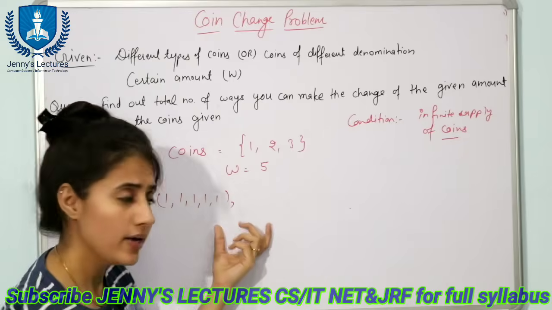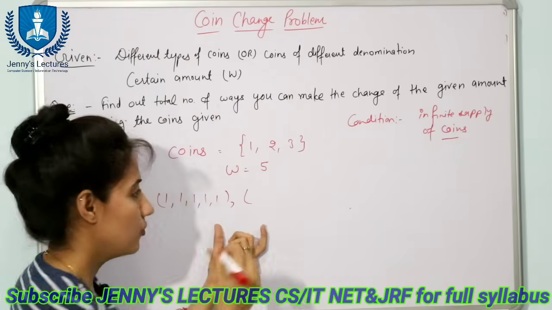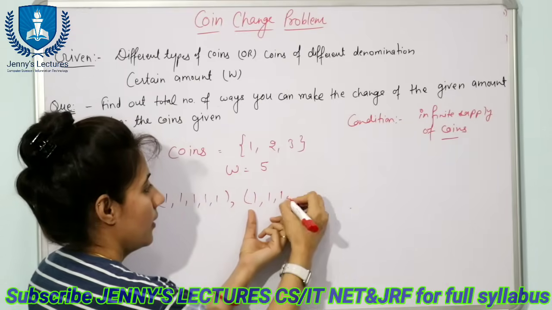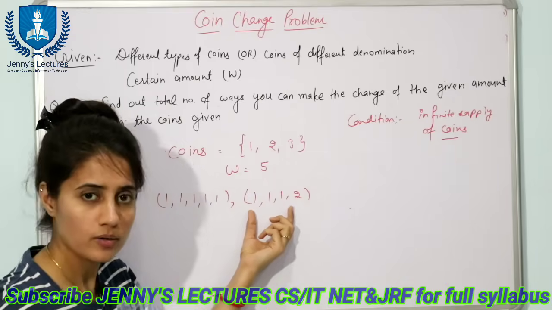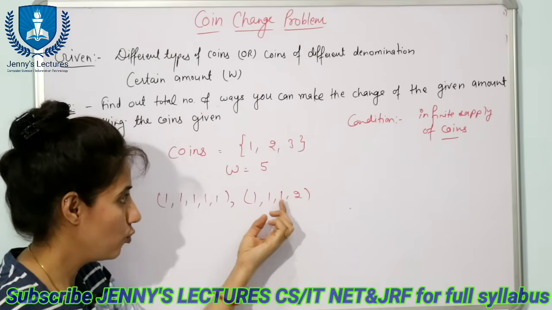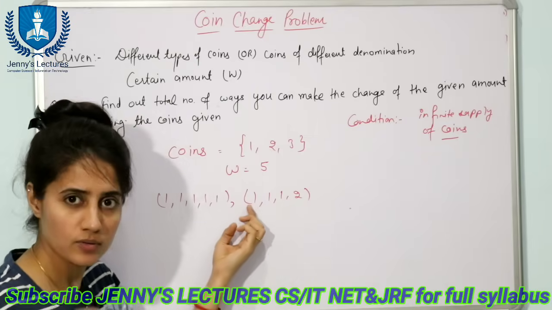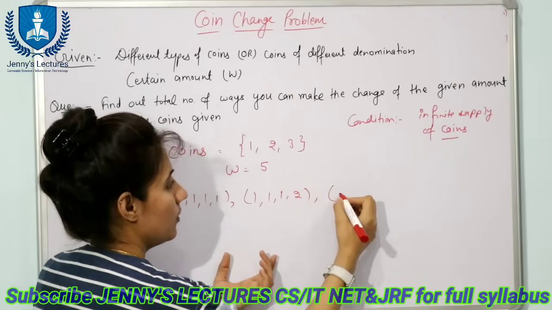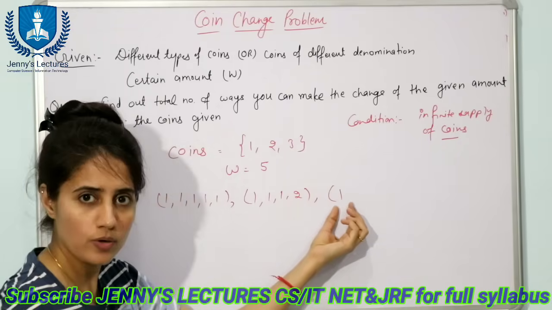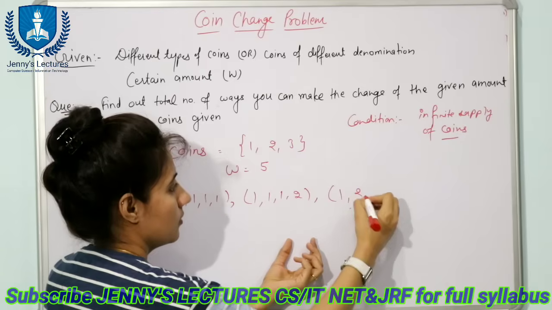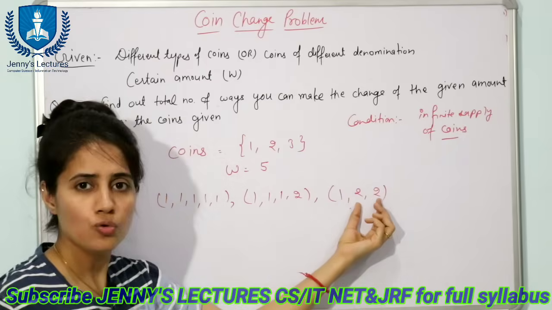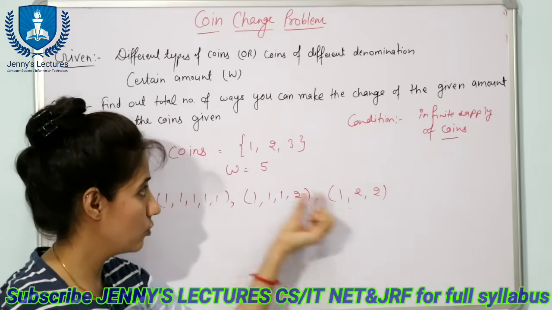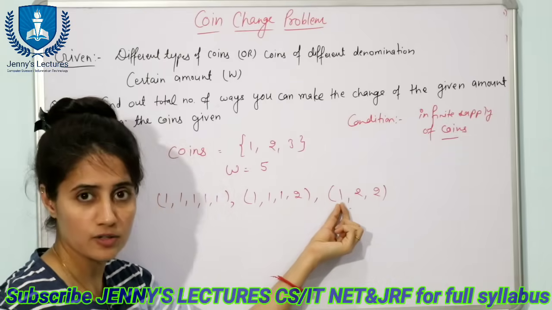Or second way is he can give you 3 1 rupee coins and 1 2 rupee coin. The total is 5: 2, 1, 2, 3, 4, 5. That is also fine. Or third way is he can give you maybe 1 1 rupee coin and 2 2 rupee coins. That is also 5. This also makes a total of 5. 2 plus 2 plus 1, that is 5.